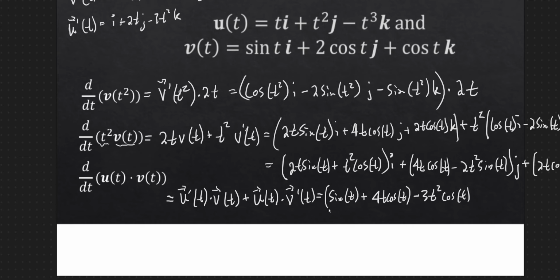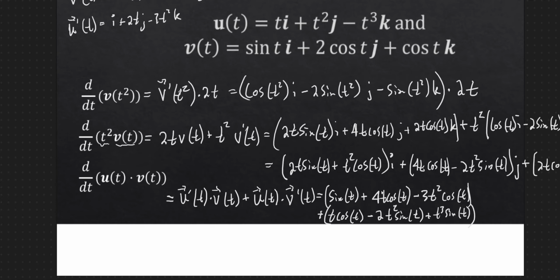And then plus, I'll put this in parentheses, plus u dot v prime. So now u dot v prime. That's going to be a t times cosine t. So that's plus t cosine t plus t squared times minus 2 sine t. So that's minus 2t squared sine of t. Finally, the t cubed and the minus sine of t. Oh, that's a minus t cubed, so that's positive t cubed sine of t. And there is the derivative of that dot product.